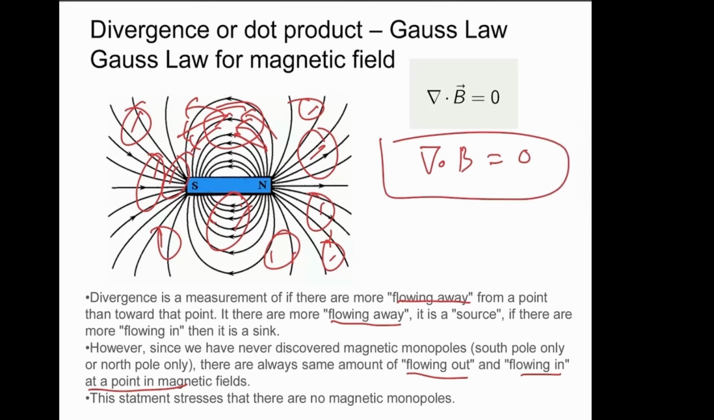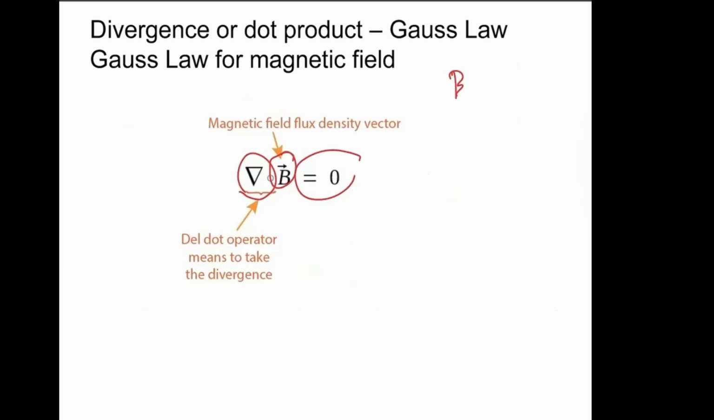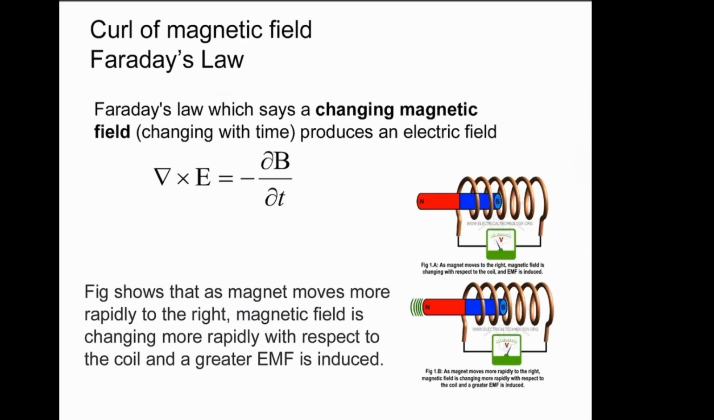This is the second Maxwell equation, which is Gauss's law. The previous one is Gauss's law for the electric field, and the second one is Gauss's law for the magnetic field. The third equation is Faraday's law. Magnetic fields changing with time produce an electric field. I believe you already learned this in your first year course, the transformer and electromagnetism.